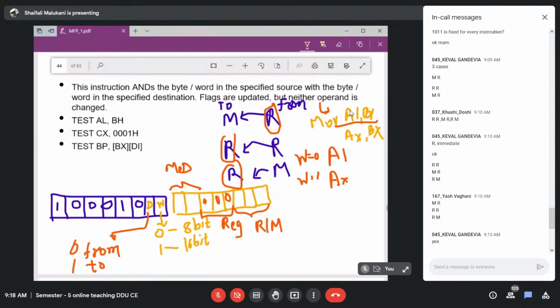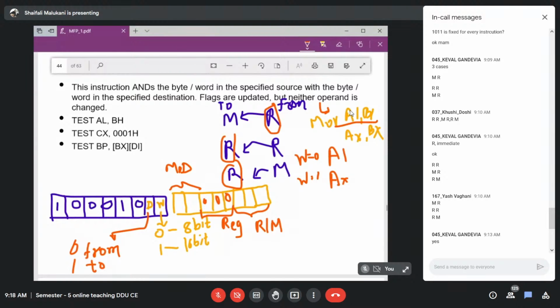Now the second operand is remaining, right? That operand can be decided by these two mode bits and this R and M bit. What are the combinations possible for the mode? What are the options that I have for the mode? Yes, 4 options: 00, 01, 10, 11. Suppose it is 11. 11 indicates that it is register to register transfer.